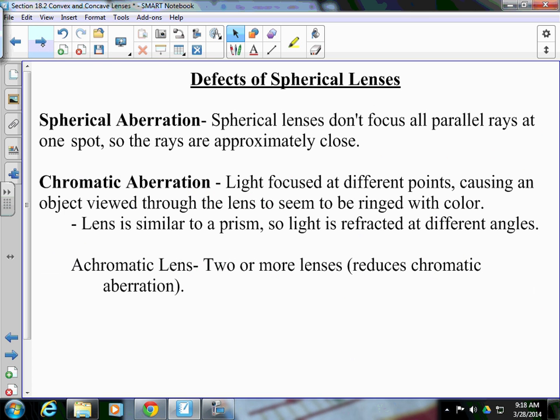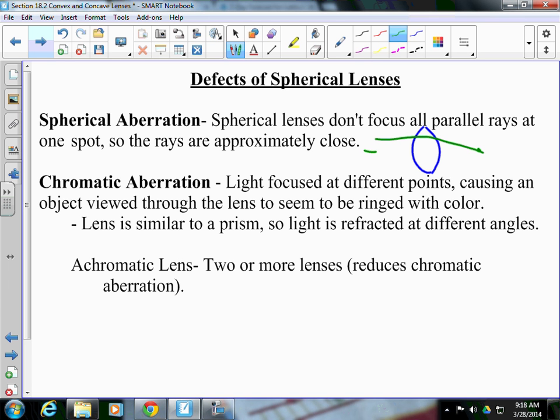All right. Last couple things on lenses here. We have a couple terms to talk about. Spherical aberration is where lenses don't focus all parallel rays at one spot, but the rays are approximately close. So what we essentially have here is a lens. And this may happen if you have glasses and it's scratched. Ideally on a lens, my focal point's right here. I have a light ray come through, boom, another one come through, boom, another one come through, boom. They perfectly meet at the focal point.